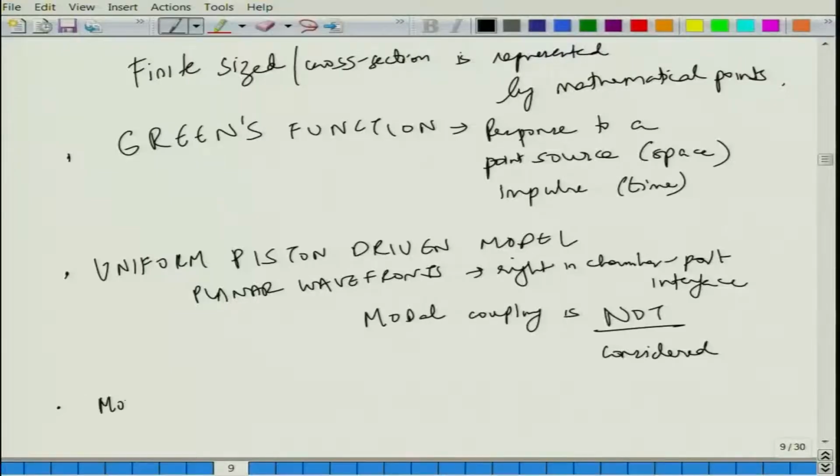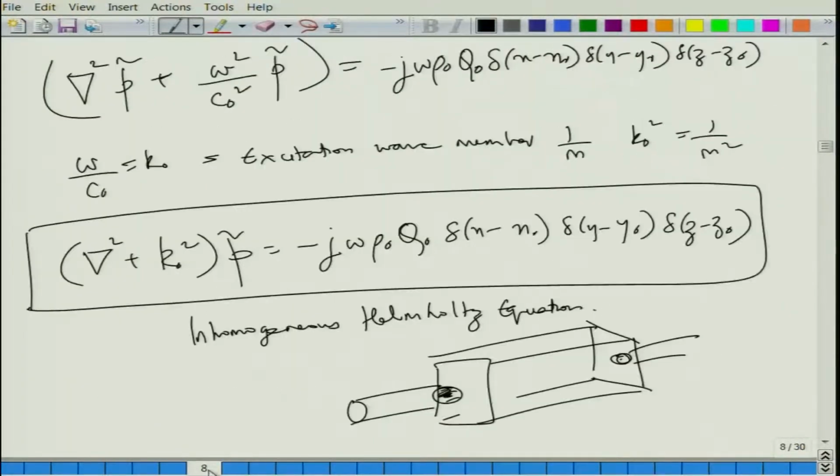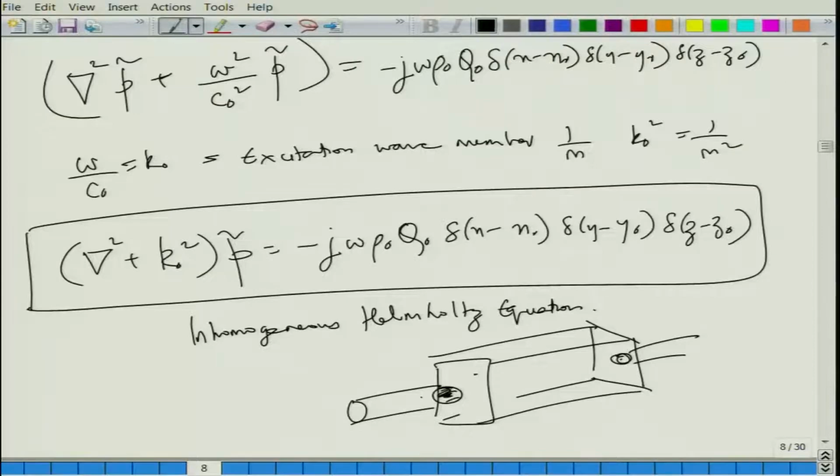And the next thing is mode matching, which is perhaps the most accurate approach. It considers coupling between this chamber and this chamber, and once you do that, you set up a set of equations and solve for the unknown coefficients. Eventually it can lead to either calculation of the 4 pole parameters, that is, characterization of the system, or the computation of the transmission loss expressions.